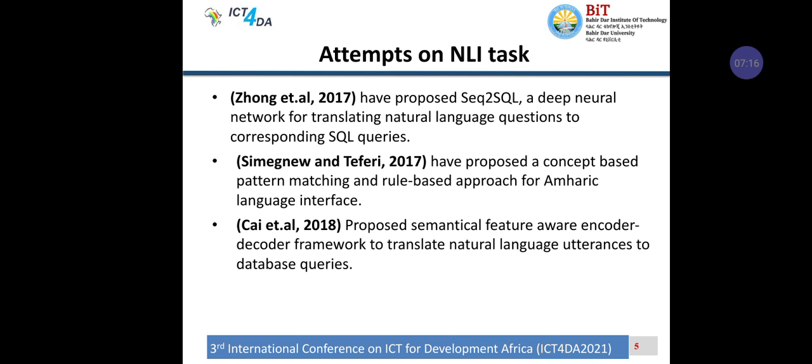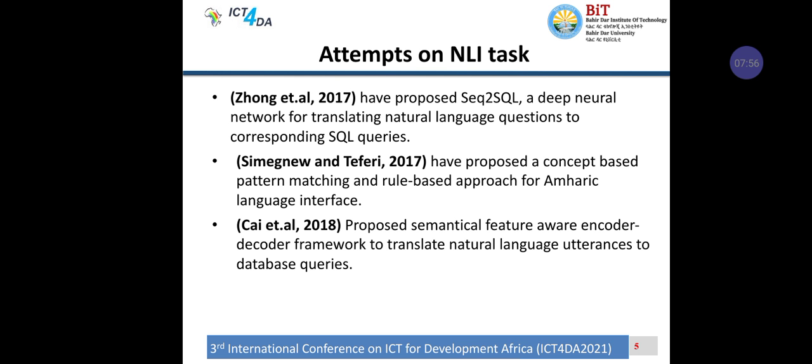There were very few attempts on this particular task, natural language interface tasks. The one proposed by Zhong used a Seq2SQL model, which is a deep neural network for translating natural language questions to corresponding SQL queries. So basically, they used an LSTM-based model to translate questions to parallel SQL queries.